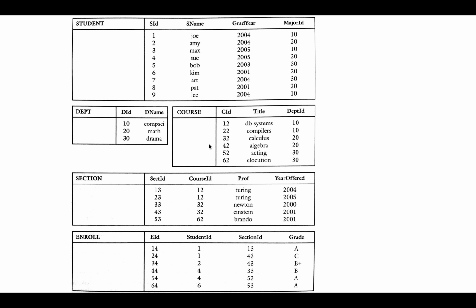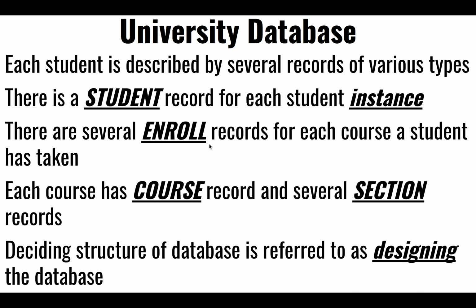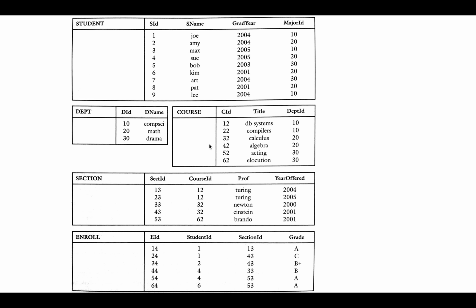So students, departments, course, sections, and enrollments. It's a university database. We say that a particular record we refer to as an instance, right? We say that this is a particular instance of a section, that says that this section number 33 belongs to course 32, and Professor Newton is teaching it and was offered in the year 2000.